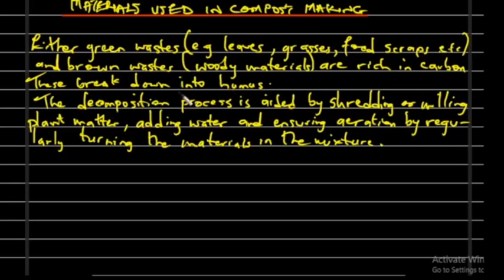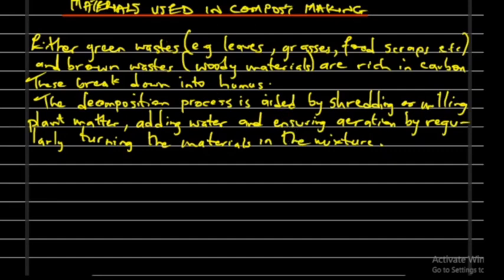The decomposition process is aided by shredding or milling. You can actually grind or shred or mill all of these things together with the plant matter, adding water and ensuring aeration by regularly turning the mixture. So after you have put them together, you find a way to mill or grind them, and then you add some amount of water. You can even add some amount of ash to it to aid acidity, and then you make sure that you regularly turn them to avoid a part of it decomposing. So that is how this particular substance is made.